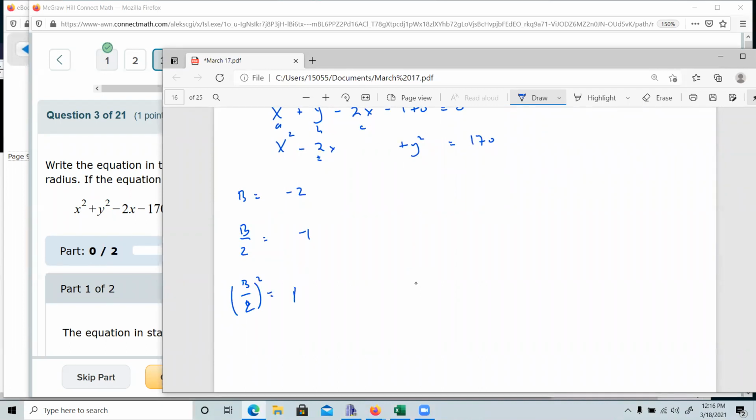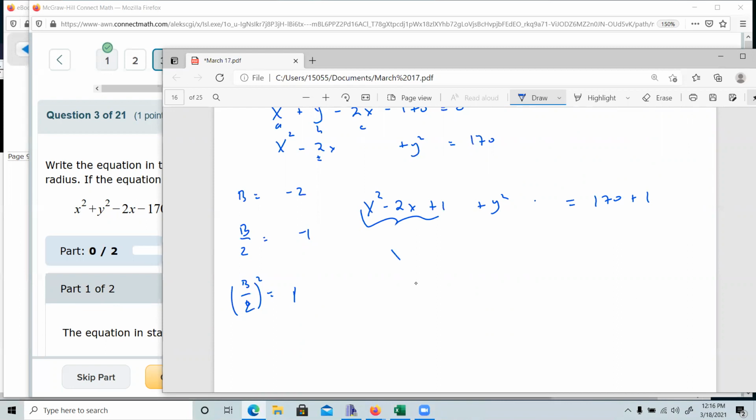Okay, so here's what's going to happen. We have x squared minus 2x plus 1. But we're going to balance the equation by putting the 1 on the other side as well. Plus y squared. Now, if we have done this correctly, this piece here will factor because it's a completed square, right? Complete the square.